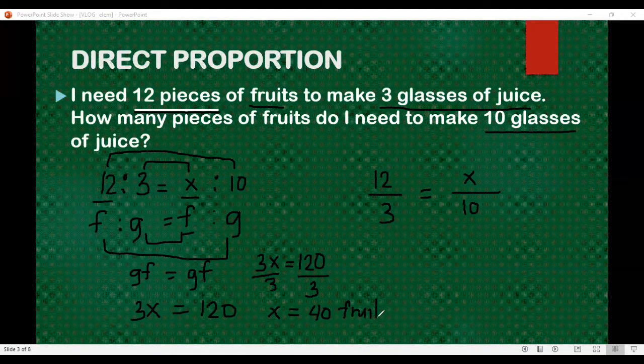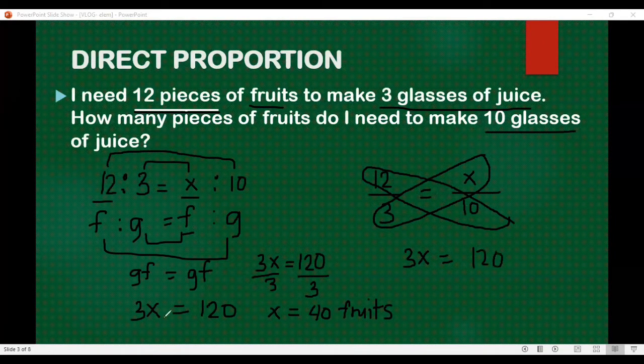Now, what if, for example, we are making use of this process, which is the fraction? So it's still the same. It's just that we do the cross multiplication. So the 12 and the 10 will be together, while the 3 and x will be together. So multiplying 3 and x, the answer is equivalent to simply 3x, and 12 times 10 is equivalent to 120. So as you notice, you will also arrive at this statement. So 3x is equal to 120, and of course, the x is still equivalent to 40.